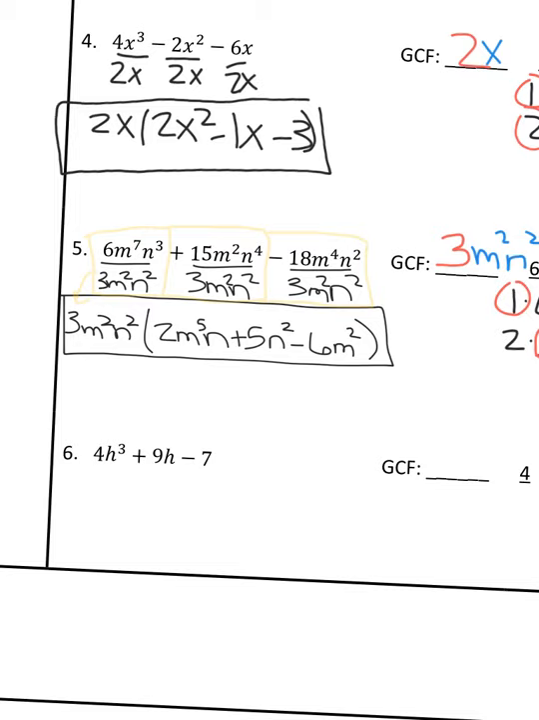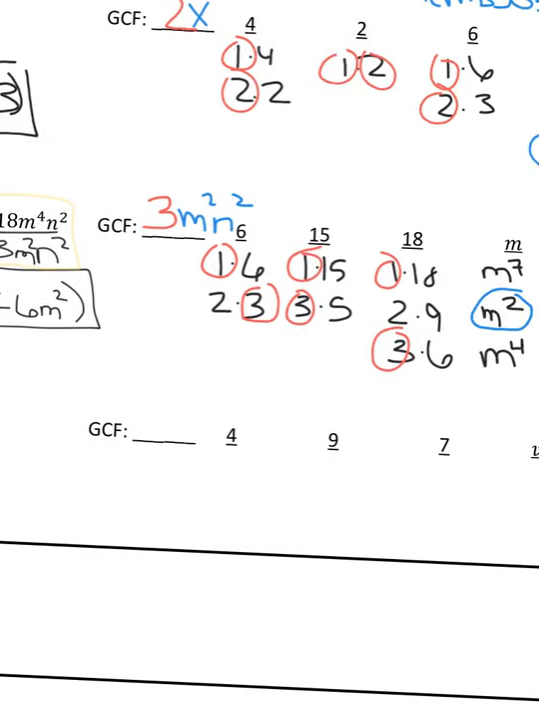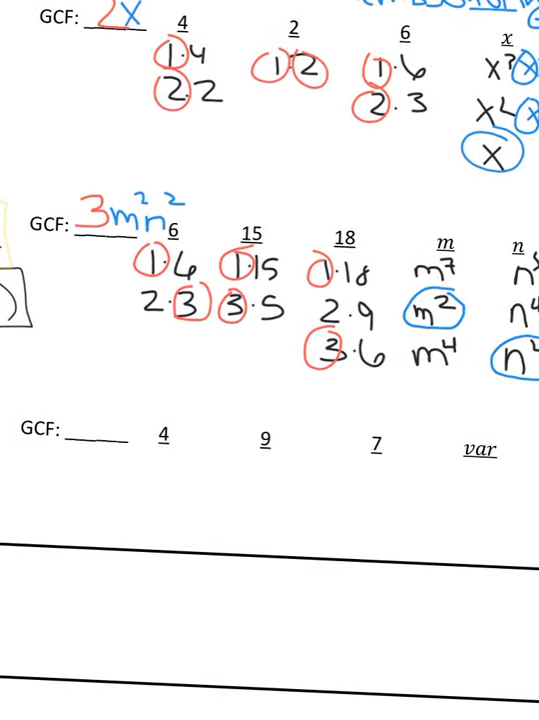All right, so 4h cubed plus 9h minus 7. So I'm going to pull this over here so we can do the work over here. Right, so we have 1 times 4 and 2 times 2, 1 times 9 and 3 times 3, and 1 times 7. And then my variables, we have h to the power of 3, we have h, just one h, and then we have none. Right, there's no variables in the last term.